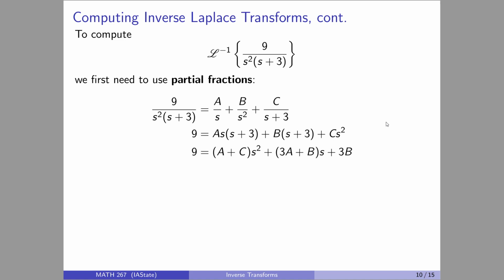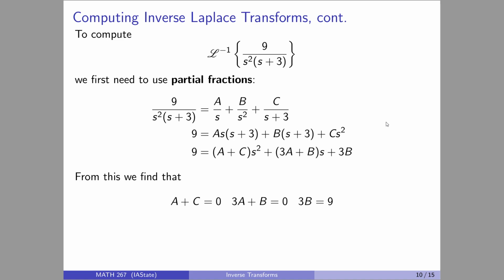Now, the correct way would be to multiply everything out, line it all up, and then notice that, oh hey, I've got a polynomial on the right, a polynomial on the left, so the coefficients must match. Particularly a plus c must be 0, 3a plus b must be 0, and 3b must be 9.